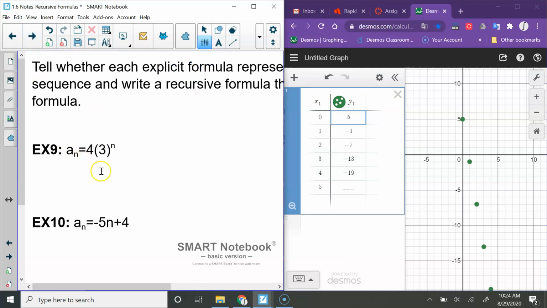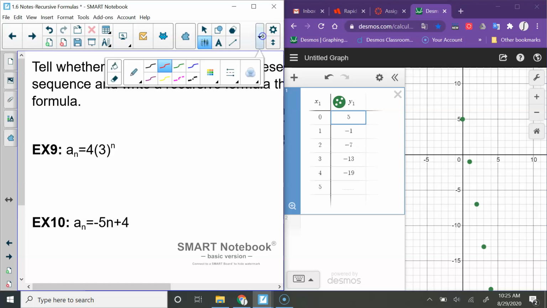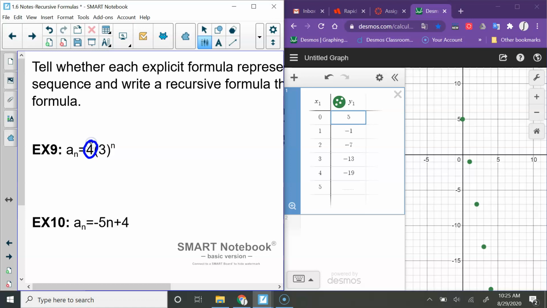So here I've got a sub n equals 4 times 3 to the n power. So we're looking at an exponential. Exponentials are going to be geometric. That means we're multiplying each time. So to write these equations, this part right here, your initial value, that is your a sub 0. And then this number right here, that 3, that's the number you're going to be multiplying by each time.